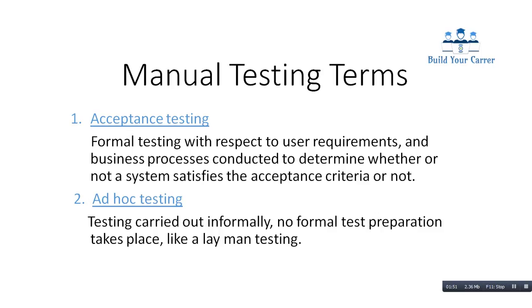Second term is ad hoc testing. Testing carried out informally, no formal test preparation takes place, like a layman testing. See, whenever we go to purchase any item, even a mobile, we click on the buttons, we see whether messages are working on it, or we are having the WhatsApp working on it or not, or internet, every functionality is working or not. But we don't have any requirement that we have to test in this way, or this is the manner we have to test the things.